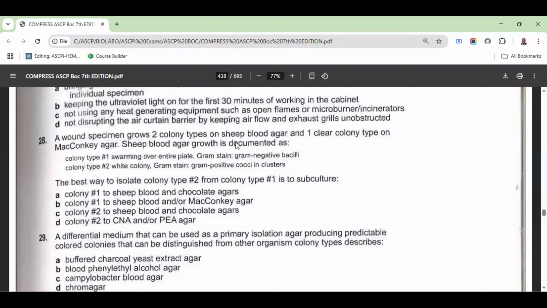Now we have already tried to identify types of bacteria. Now let's look at this question. The best way to isolate colony type 2 from colony type 1 is to subculture on what? Colony 1 to be subcultured to sheep blood agar and chocolate agar. Colony 2 to be subcultured on sheep blood agar and MacConkey agar. Colony 2, sheep blood agar, chocolate agar, CNA and PEA agar for colony 2 only.